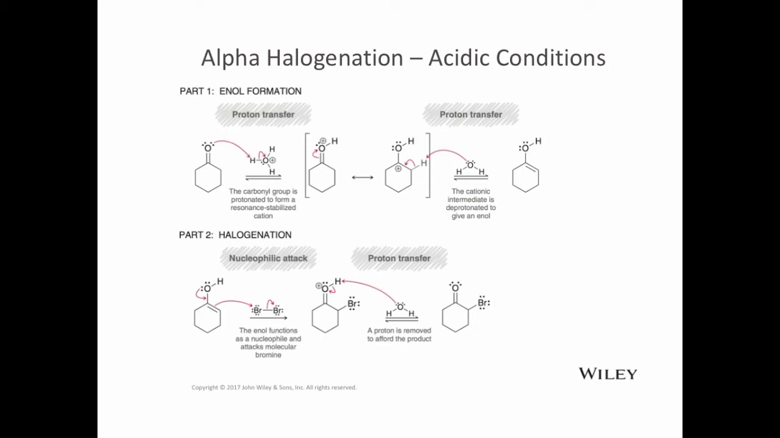So for this mechanism, the first thing we do is form the enol through the mechanism you saw previously. And then the enol is going to attack the halogen. So electrons move back down, and the pi bond reaches out to bond with the bromine atom, simultaneously breaking the bromine-bromine bond, and then a final proton transfer gives you the product.